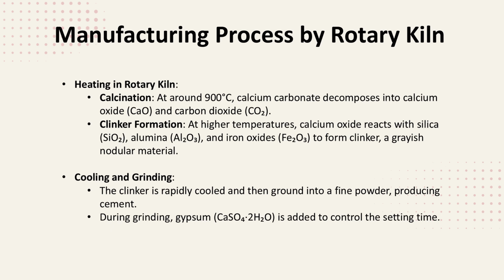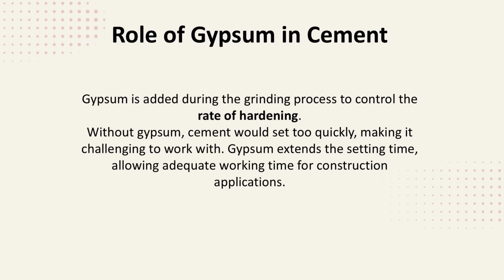Gypsum is added during the grinding process to control the setting time and hardening rate of the cement. Without gypsum, cement would set too quickly, limiting workability. By slowing down the setting time, gypsum ensures that construction professionals have adequate working time to shape and position the concrete or mortar as needed.